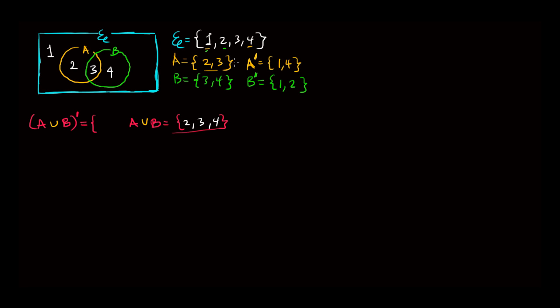We have 2, 3, 4 here. But this is 1 here, and 1 is not here. So 1 is the element in the universal set that is not in the set A union B. So it means our answer is going to be 1. So let's draw the Venn diagram.